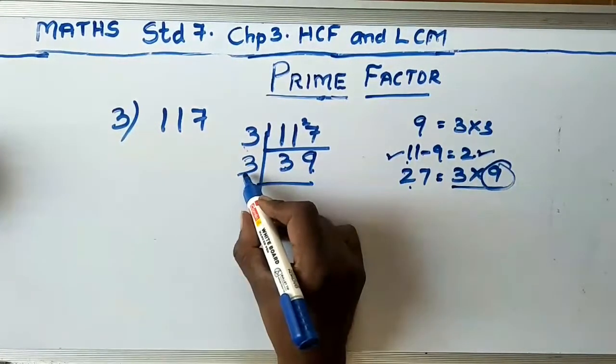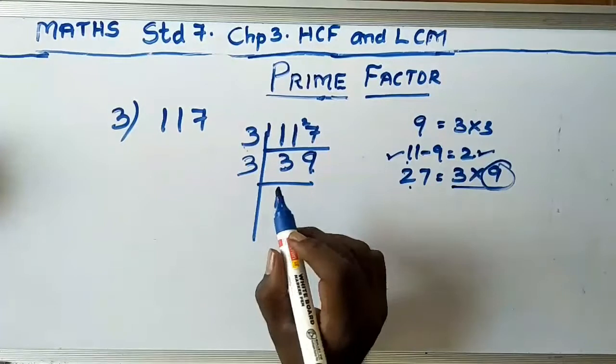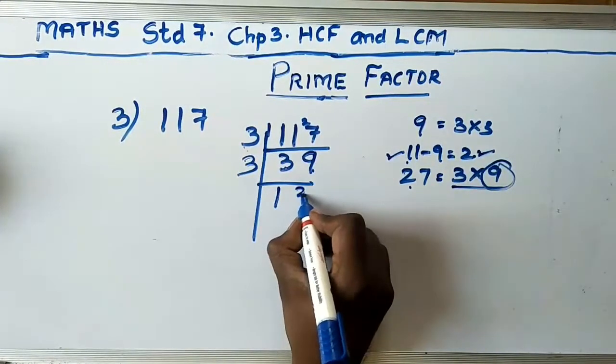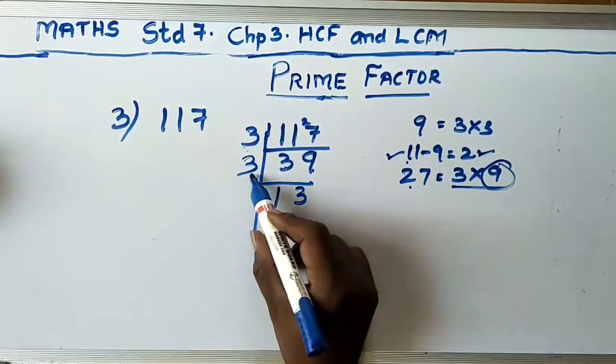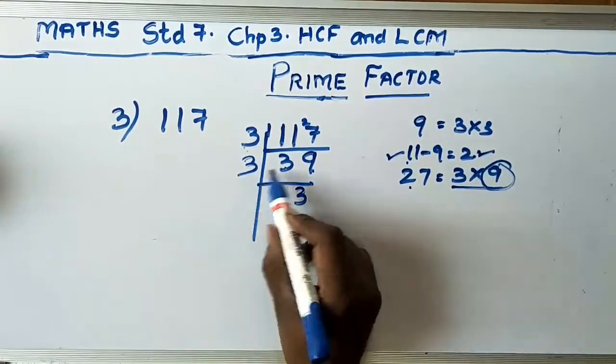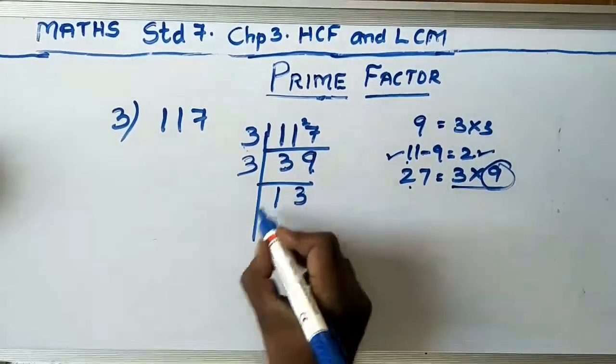Now 3 goes in 3 table. How many times? 1 time. 9 goes in 3 table. How many times? 3 times. 3 3s are 9. 1 3 is 3. You can check it out. 1 3 is 3. 3 3s are 9. If you multiply this number, you get this answer here.